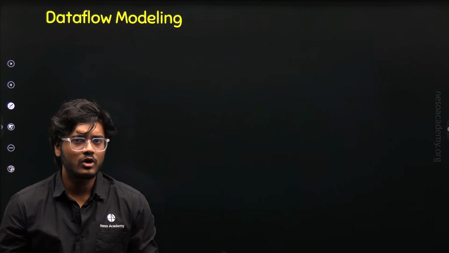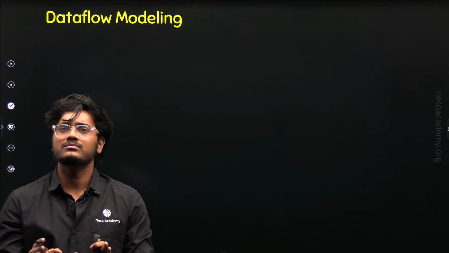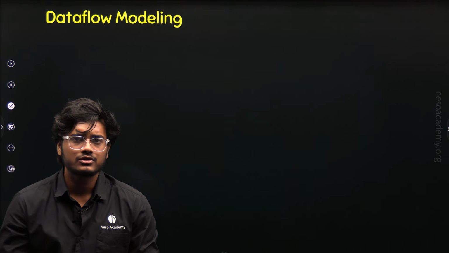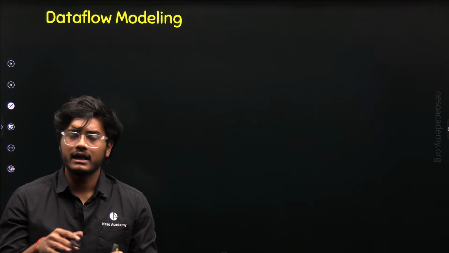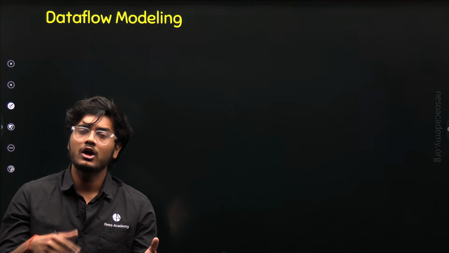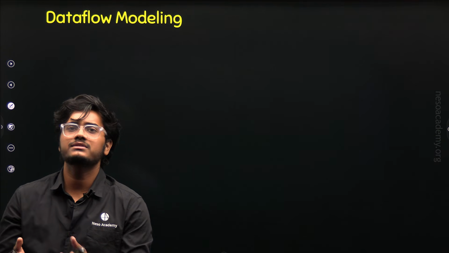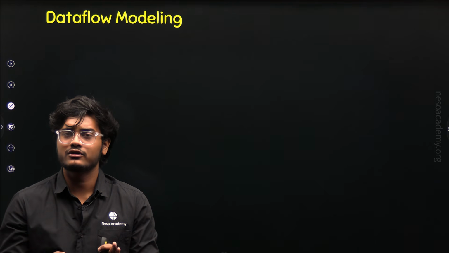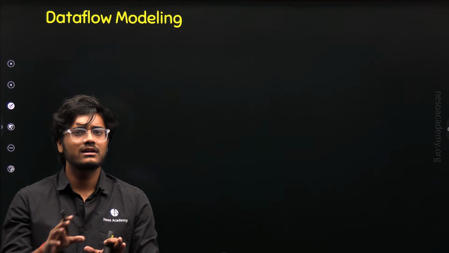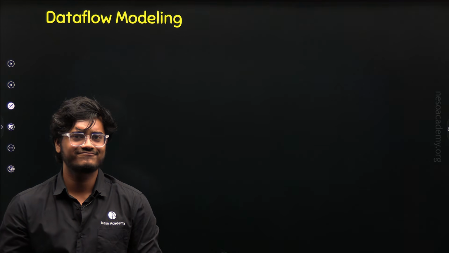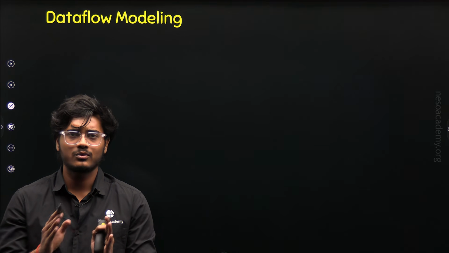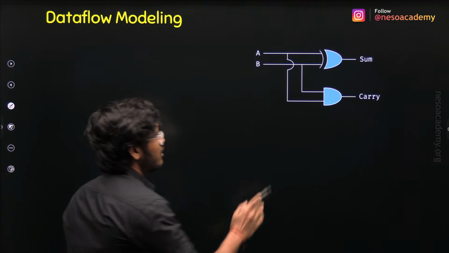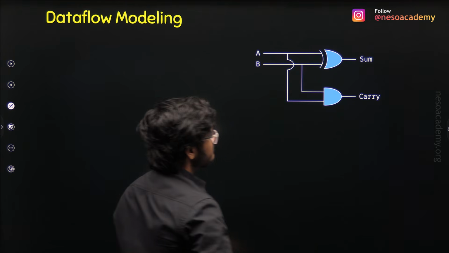Now, data flow modeling is considered the simplest modeling style among all three because to implement a circuit in VHDL through data flow modeling, we can directly use Boolean expressions. Therefore, data flow modeling is very popular for designing combinational circuits and simple logical designs. Now, let us understand what data flow modeling is using the same circuit of the half adder.